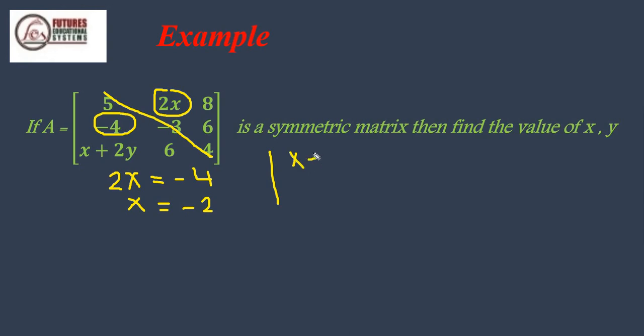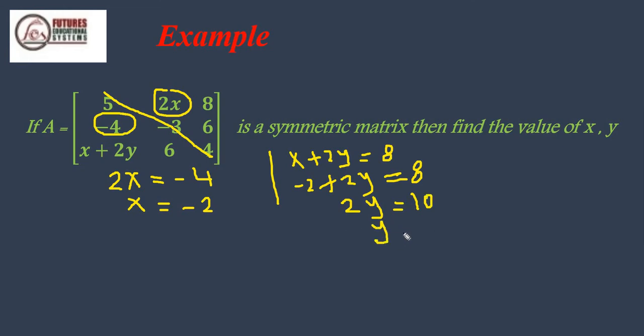x plus 2y equals 8. Replace x by negative 2: negative 2 plus 2y equals 8. Solving this first degree equation, we get 2y equals 10. Divide both sides by 2, therefore y equals 5.